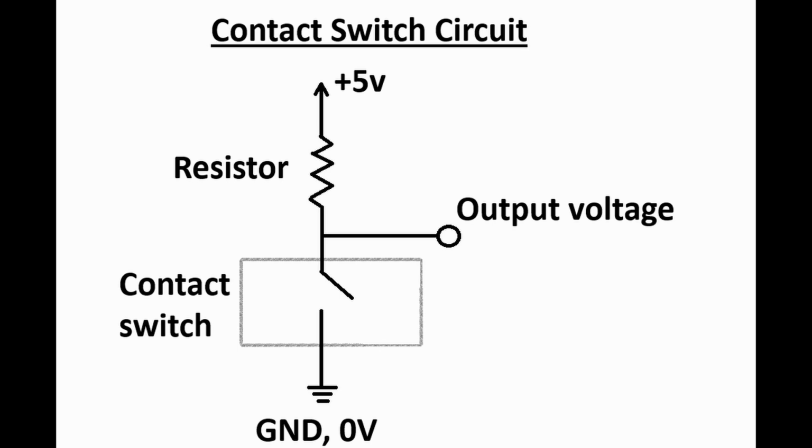Here's a simple circuit that uses a contact. When the switch is not in contact, it is open and outputs a high voltage signal. When there is a physical contact, the switch is closed and the voltage is grounded to zero.